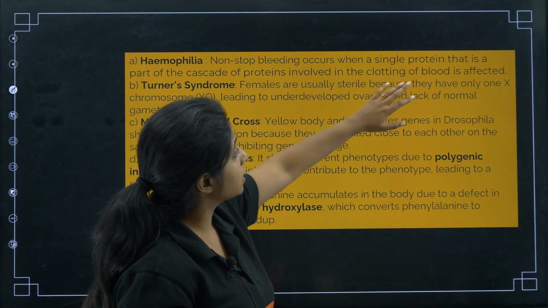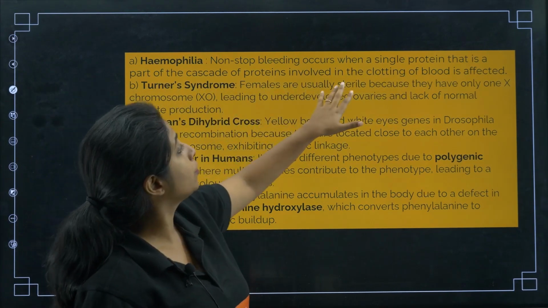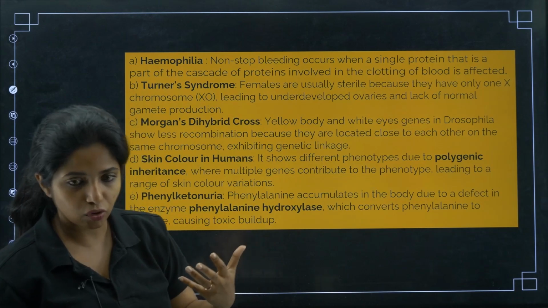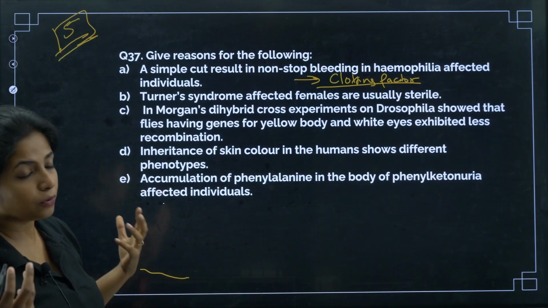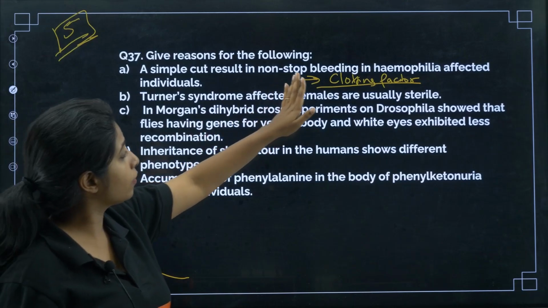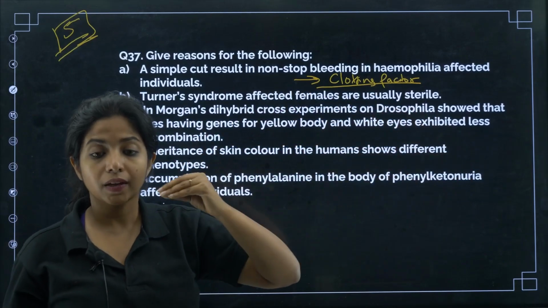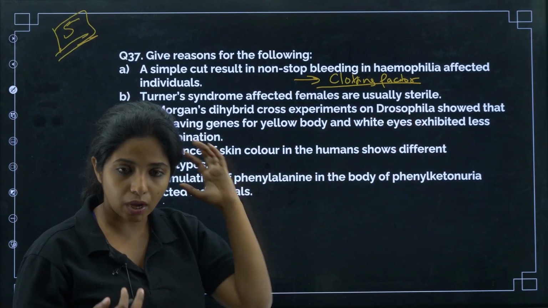Non-stop bleeding occurs when a single protein that is a part of a cascade of proteins involved in clotting of the blood is affected. So obviously one protein in the whole cascade is affected, but that is enough for non-stop bleeding. Now, Turner syndrome affected females are usually sterile. That means they are not going to give rise to young ones, my dear children.